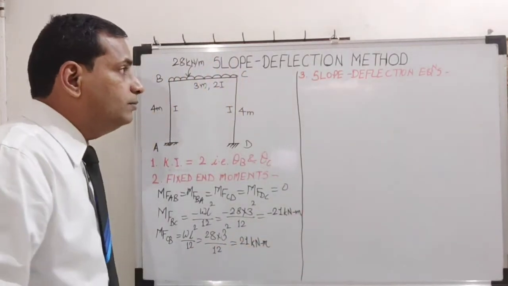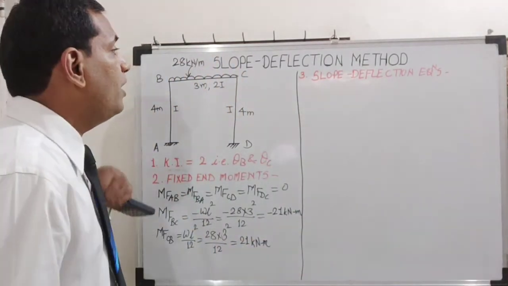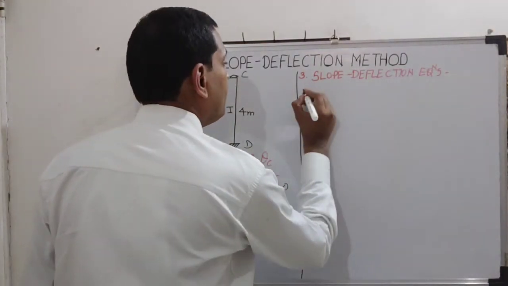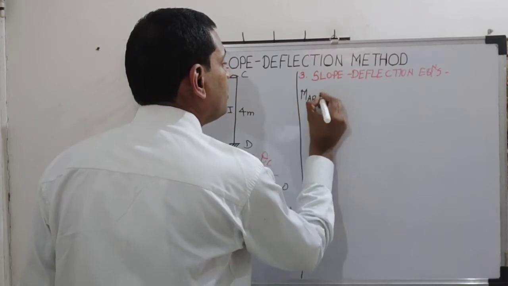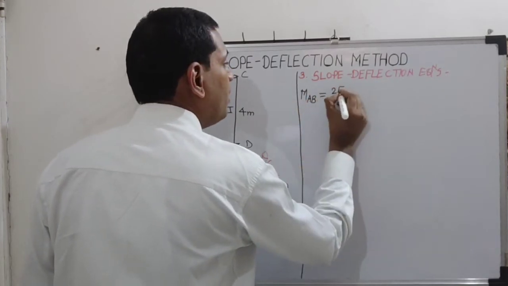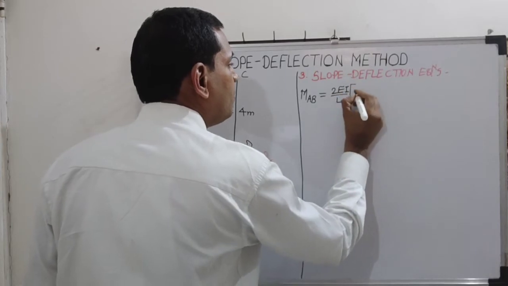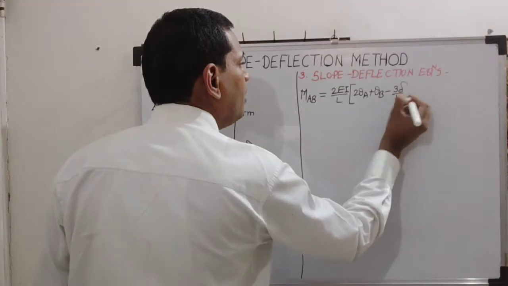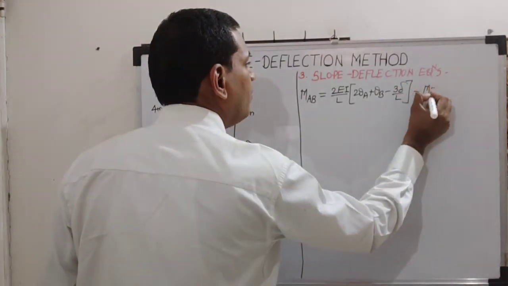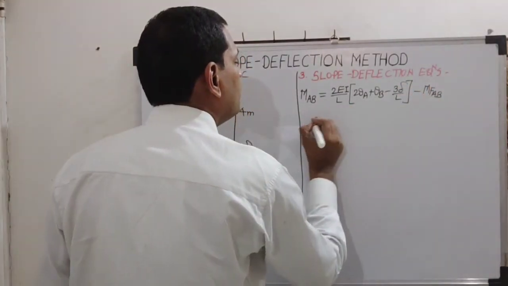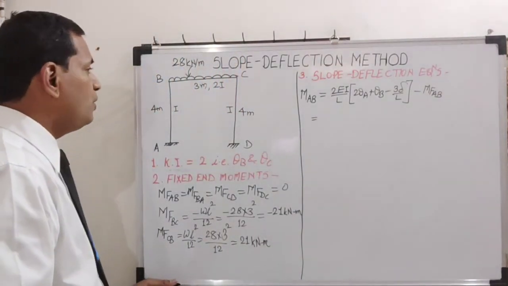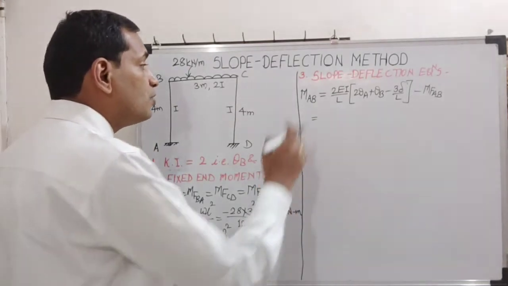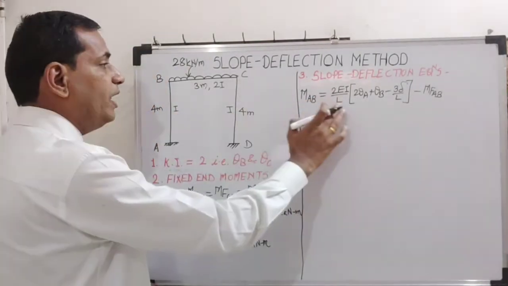So now what will be those equations? Let us see. MAB will be the first equation. What is MAB? 2EI by L into bracket 2 theta A plus theta B minus 3 delta by L minus MFAB. Okay, so carefully substitute I and L values for each member. So for AB member, I value is 1I, L is 4 meter.